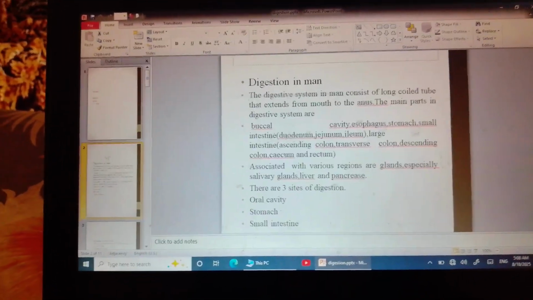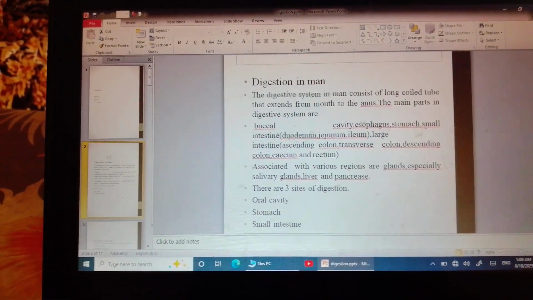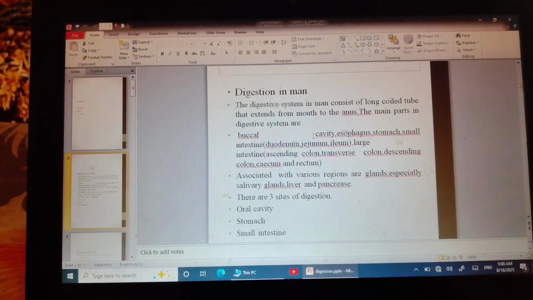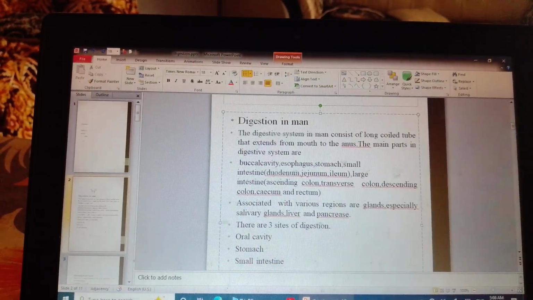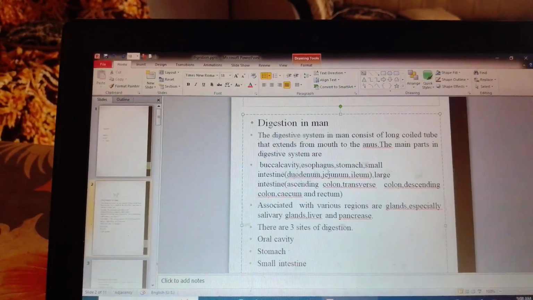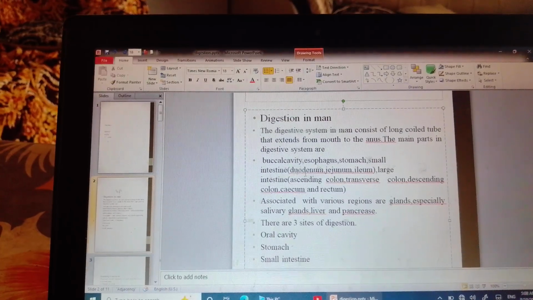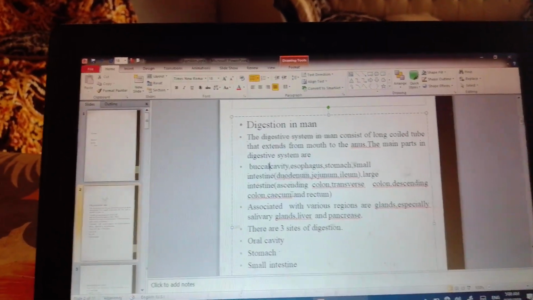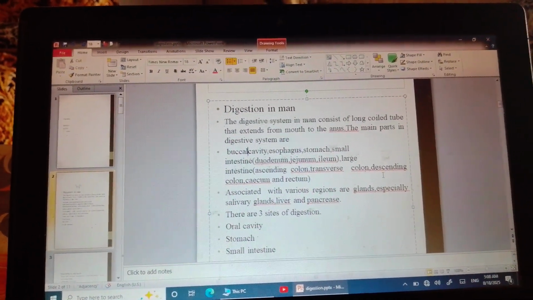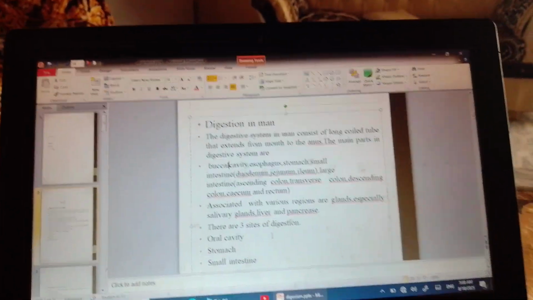The digestive system in man consists of a long tube that extends from the mouth to the anus. The main parts of the digestive system are the buccal cavity, which is called the mouth, the esophagus, the stomach, the small intestine, which consists of the duodenum, jejunum and ileum, and the large intestine, consisting of the cecum, ascending colon, transverse colon, descending colon, and rectum.